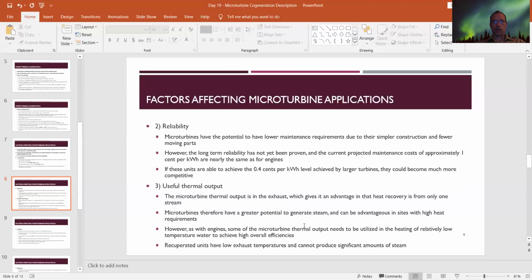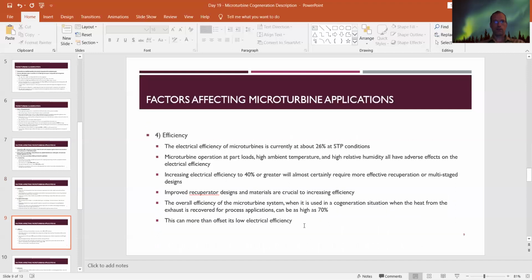One issue is that the hot gases from the turbine sometimes go into a recuperated system, into heat exchangers, and those heat exchangers take away a lot of this heat. Because of that, recuperating units have relatively low exhaust temperatures after the heat exchanger, and therefore can't produce significant amounts of steam. So you get a lot less heat recovery from those recuperated units.